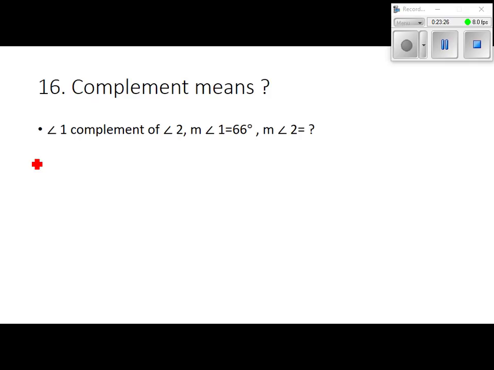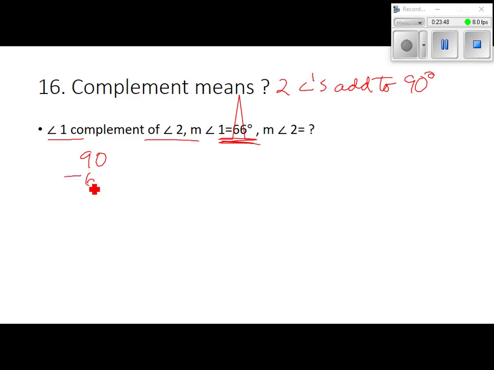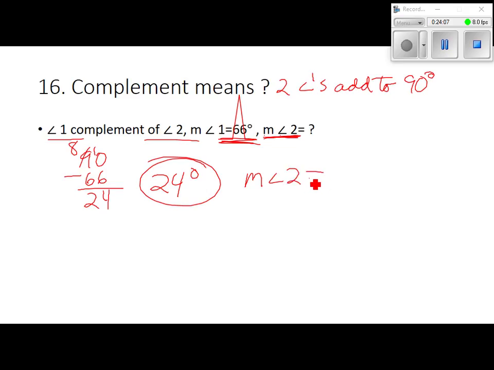Complement. What's complement mean? Complement means two angles that add to 90 degrees. They say angle 1 and angle 2 are complements of each other. So that means they got to add up to 90. Well, if angle 1 is 66 degrees, the way we find angle 2 is just subtract. So 90 minus 66. Grab your calculator and do it, or you can do it longhand like I'm doing right here. You end up with 24 degrees. That has to be the measure. The measure, remember that means measure of angle 2. So measure of angle 2 equals 24 degrees.